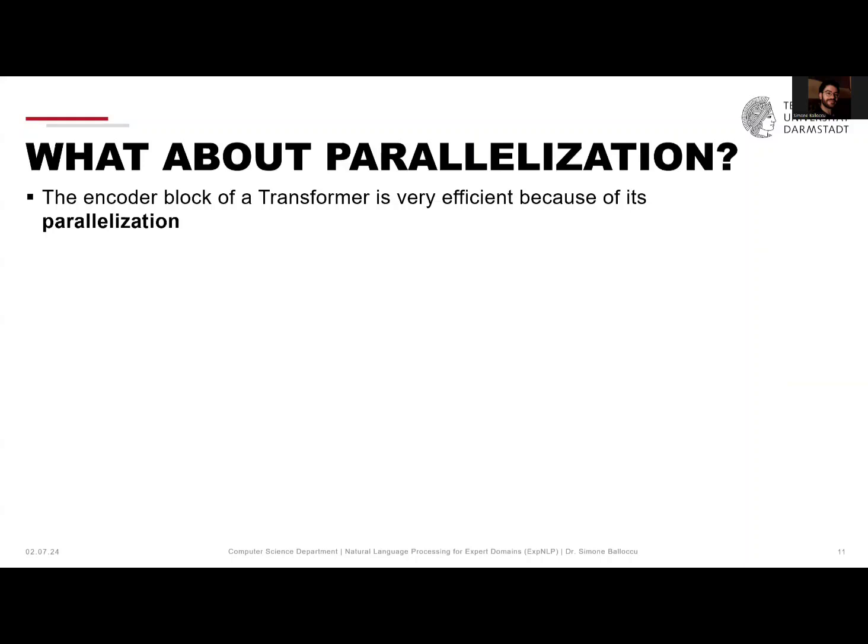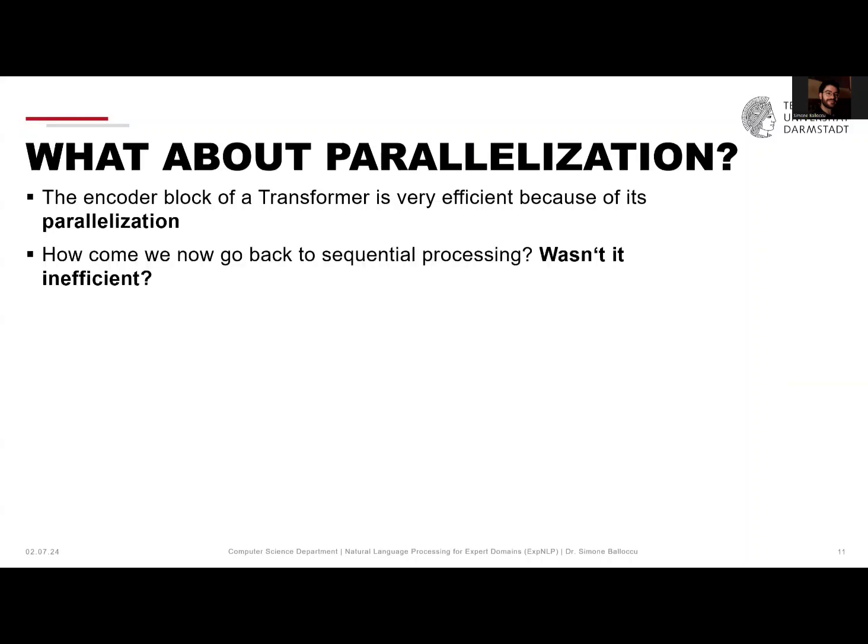Now, you may ask, what happened to parallelization? Because in the BERT lecture, we discussed that the transformer is very efficient because we can parallelize the attention mechanism. But how come that now we go back to sequential processing? Because we said it was very inefficient. And it is, but there are some things that we cannot get rid of. For example, the fact that autoregressive text generation works very well. As I said before, just generating in this conditional way is extremely powerful. It just works.